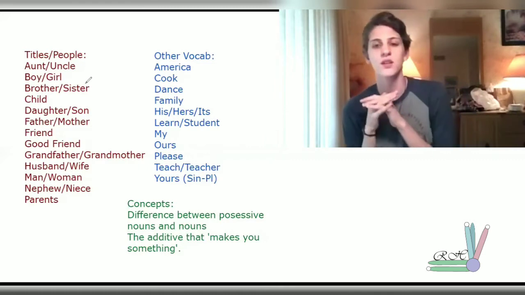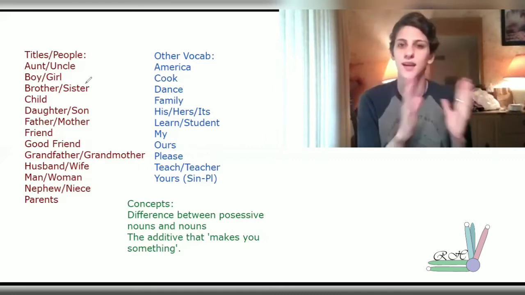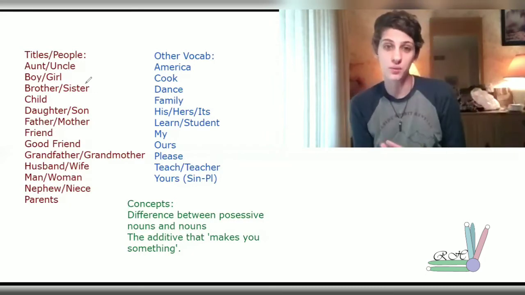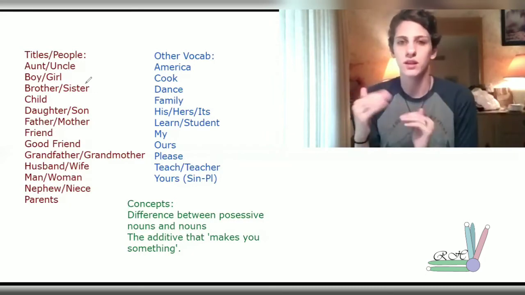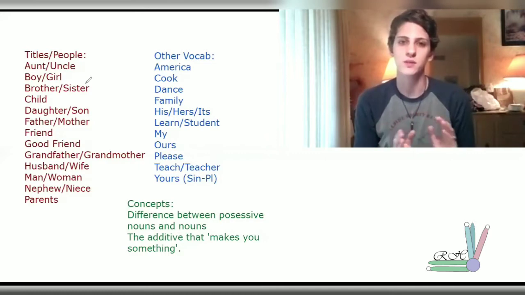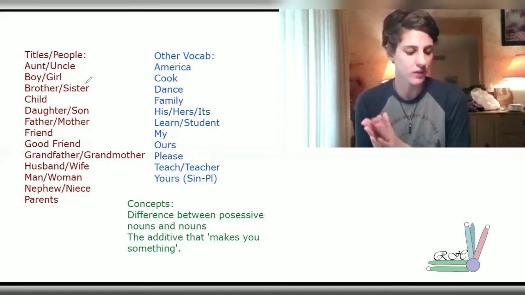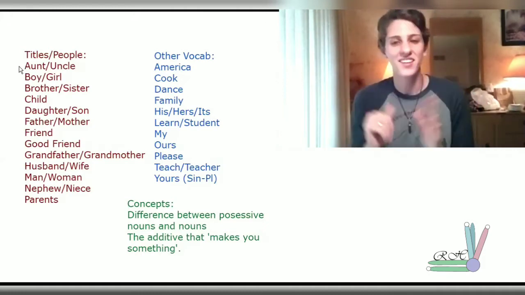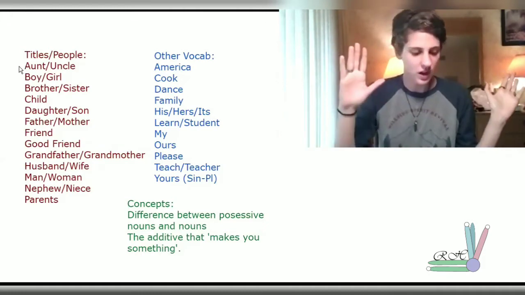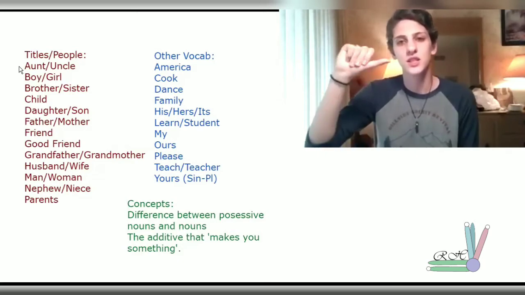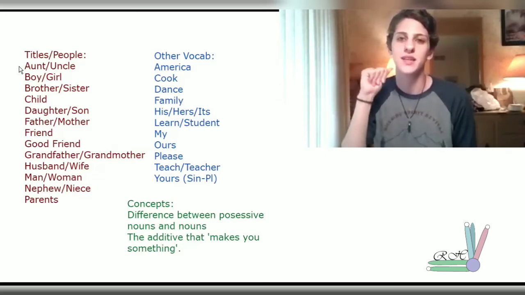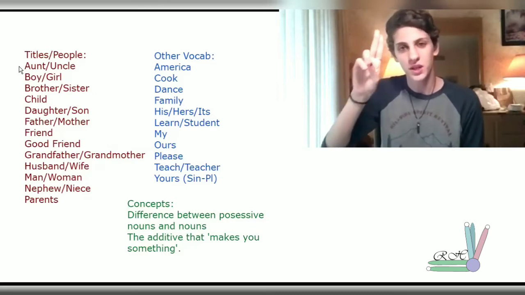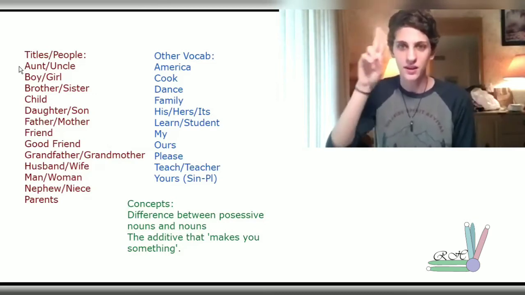So today we're gonna be learning about titles and people and how you would describe people in relation to you. And then there's some other little vocabs, and I'm also gonna go over some concepts. So, titles and people. Your aunt and your uncle. So your aunt, you're just going to do an A, and you're going to do it down here, right? Your aunt. And your uncle, you're going to do a U.